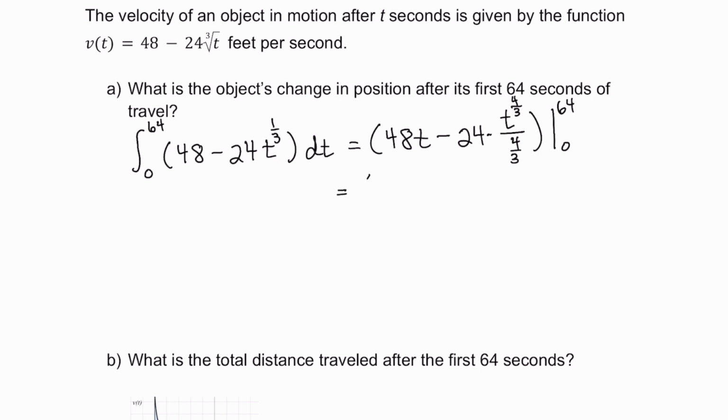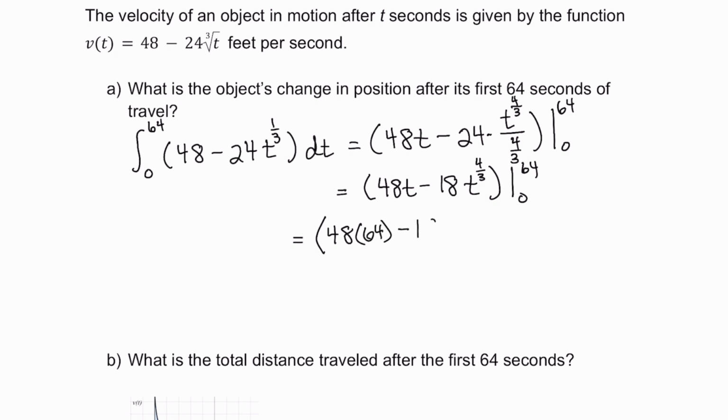Simplifying this a little bit before we plug in, we have 48t minus, dividing by 4/3 is multiplying by 3/4. And when we multiply 24 by 3/4, we get 18. And that's t to the 4/3 power, evaluated from 0 to 64. So we are going to plug in the 64 for the t's first. Remember, plug in that upper limit of integration to start.